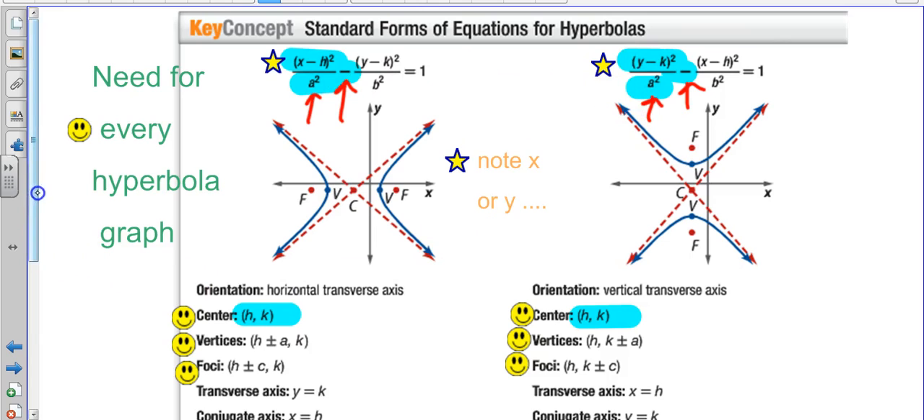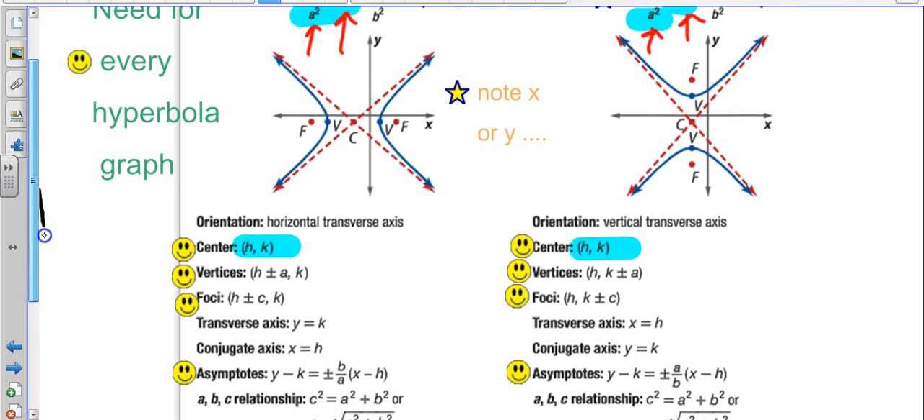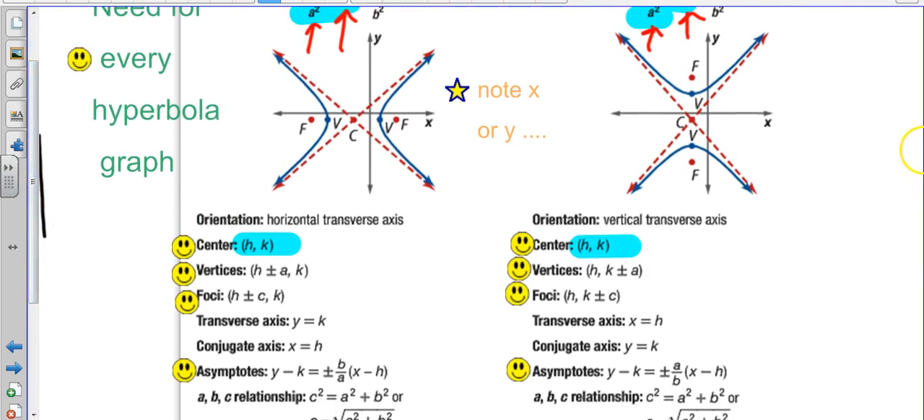All right, the things you're going to have to give me when you do this, you're going to have to state the center unless it's the origin. You're going to have to do the vertices and the foci.